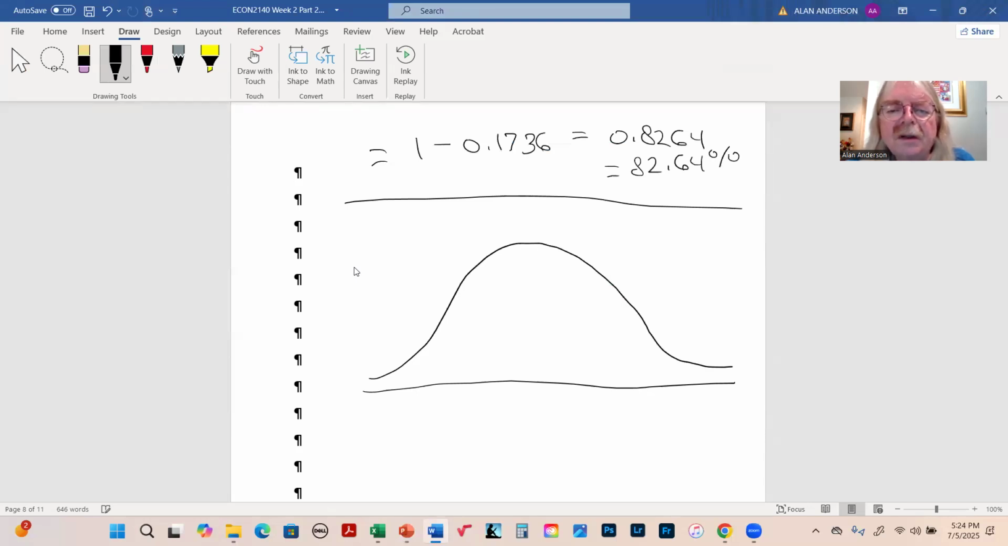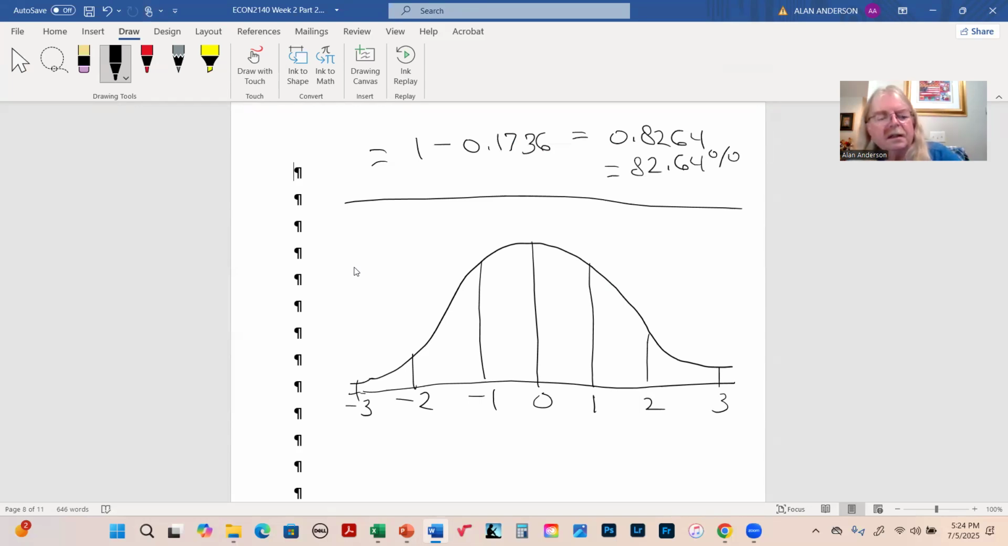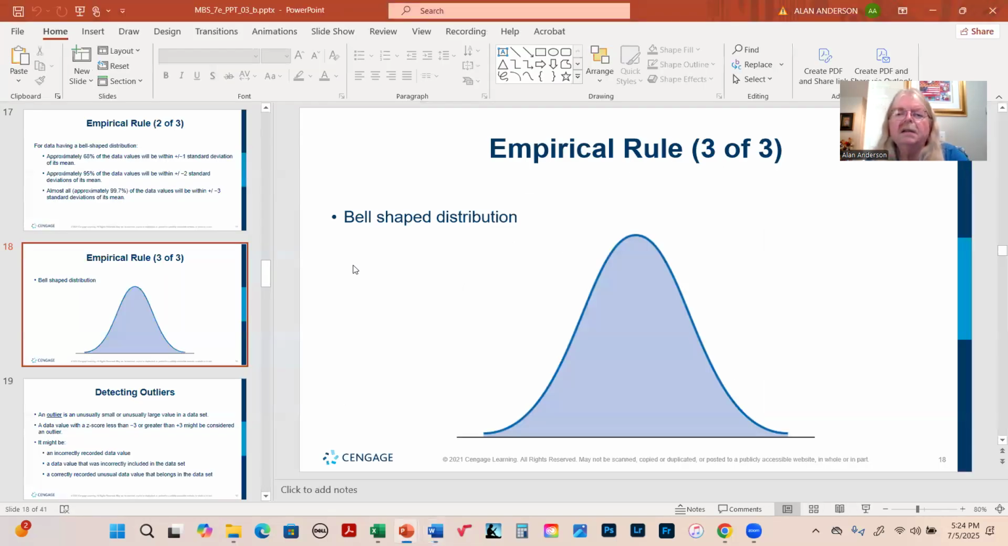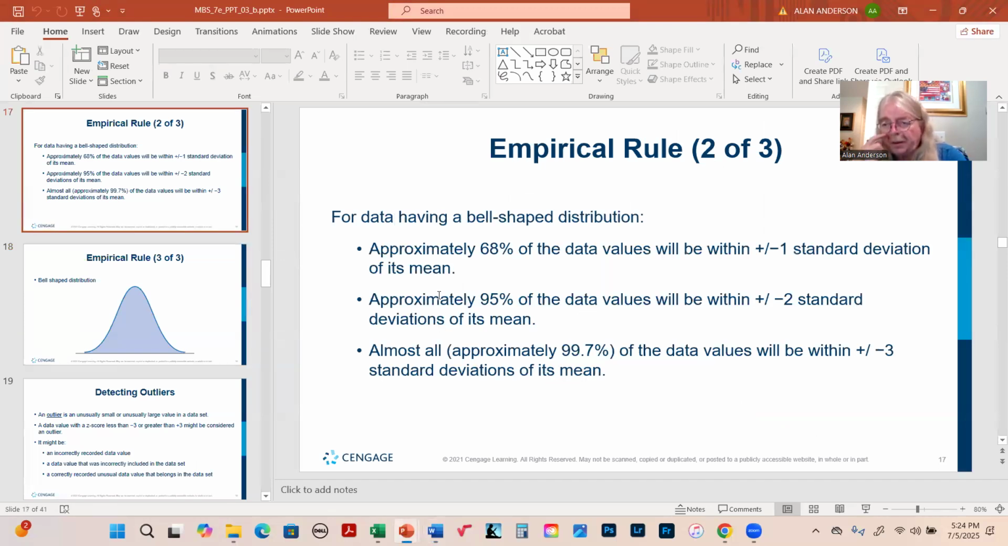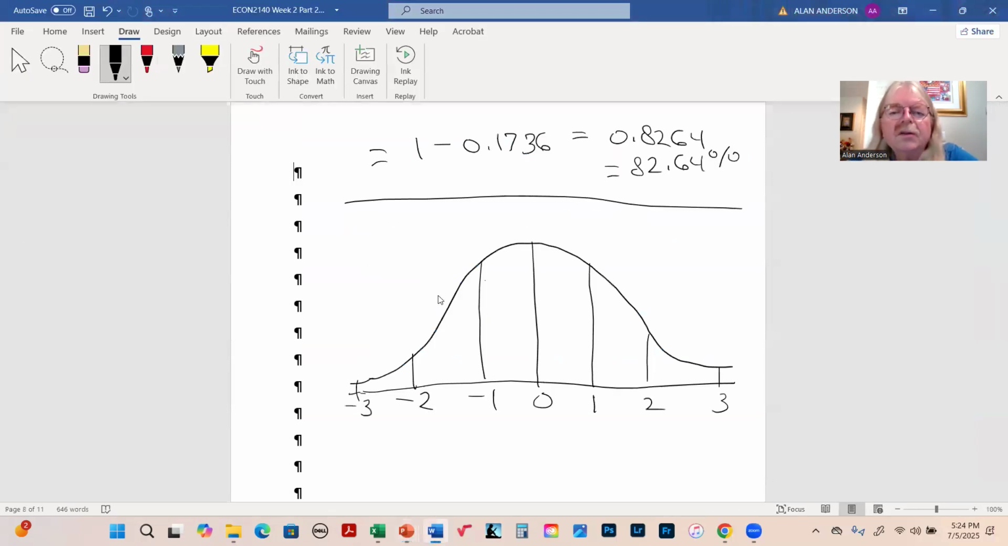So the z-scores will look something like this. This is one standard deviation above the mean. This is one below. This is two above. This is two below. This is three above, and this is three below. So they're telling us that the empirical rule is different from Chebyshev's because it's based on a specific assumption, so it's a little bit more precise. 68% are in this range within one standard deviation.